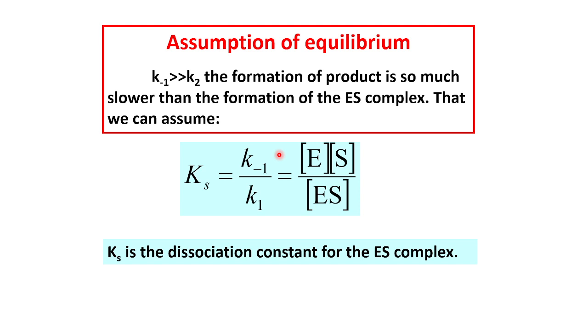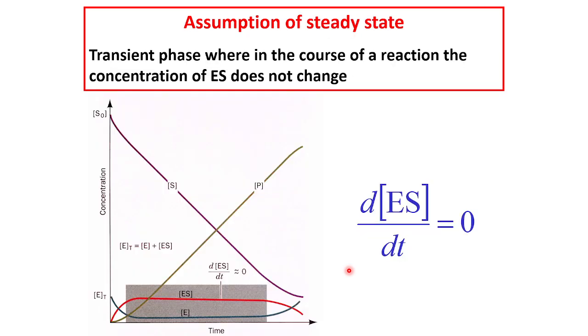Now, when we are assuming a thing to be in equilibrium, previously we had seen the equation of E plus S in equilibrium with the enzyme substrate complex, which is also in equilibrium with the enzyme and the product. On the basis of that, we are also assuming that K minus 1 is greater than K2, where the formation of the product is so much slower than the formation of the ES complex that we can assume this situation to be true.